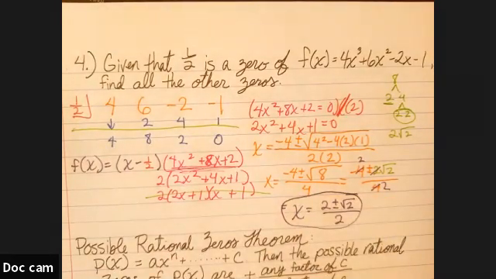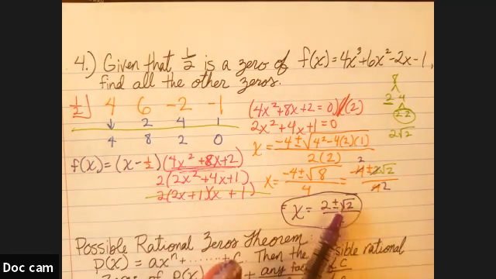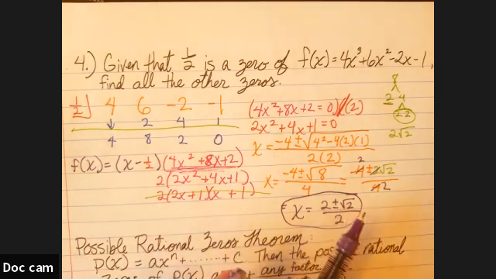Okay, so those would be known as irrational. So in other words, they're not rational because you have a square root left in your answer that can't be simplified. So those are non-rational zeros, but they are real numbers that could be plotted on a graph theoretically.